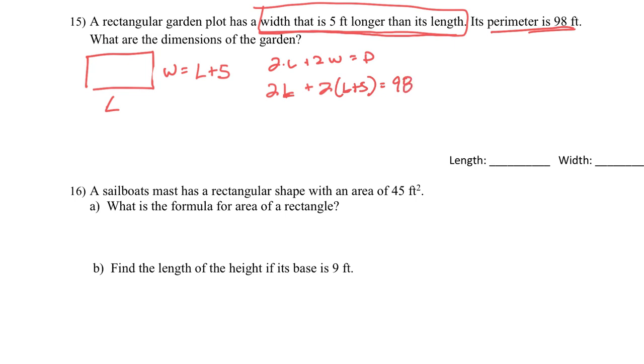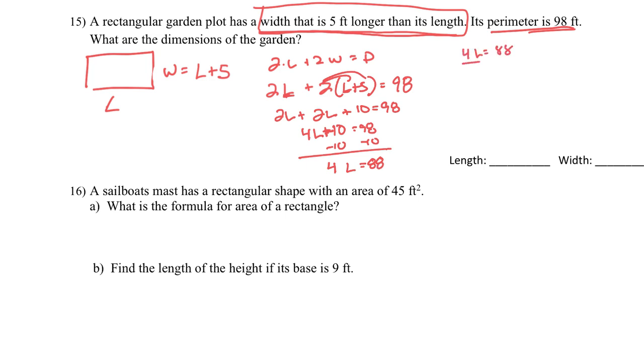So if I simplify the left side here, we get 2L plus 2 times L is 2L, plus 2 times 5 is 10, equal to 98. Gives us 4L plus 10 equal to 98. Subtract 10 off of each side. 4L equals 88. And then we take 4L equal to 88 and divide each side by 4. L equals 22.